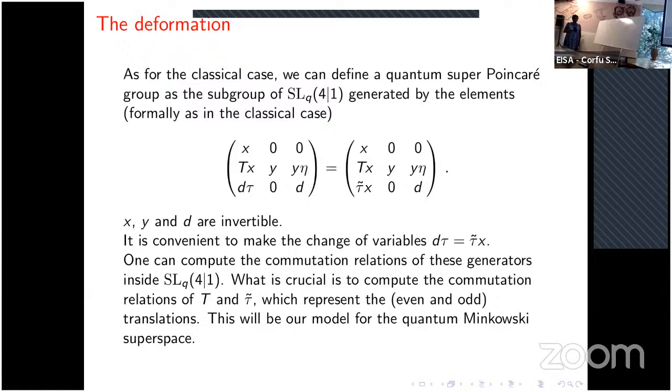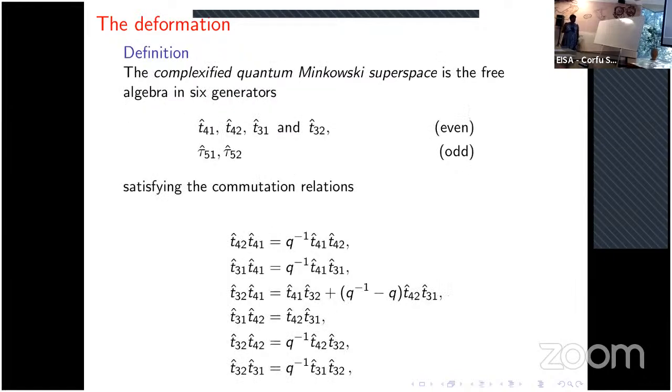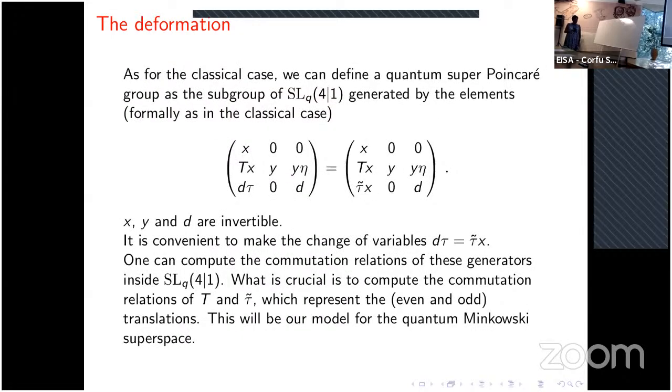So why the translations? Because this will be our model for the quantum Minkowski superspace. So this is the definition now of the quantum Minkowski superspace. It is the complexified quantum super Minkowski space, or Minkowski superspace, the free algebra in six generators for even, two odd, satisfying these commutation relations. These commutation relations can also be computed in terms of the formula that we had before, in terms of the commutation relations of the elements of the group.